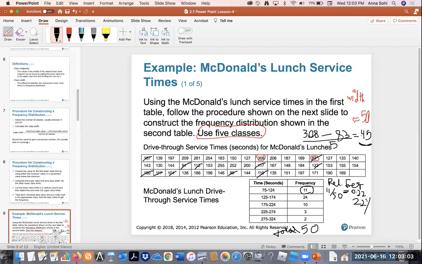So what I want you to do is find the rest of the relative frequencies by taking each number divided by 50 to find the decimal, and then to find the percentage, you multiply by 100. So do that.